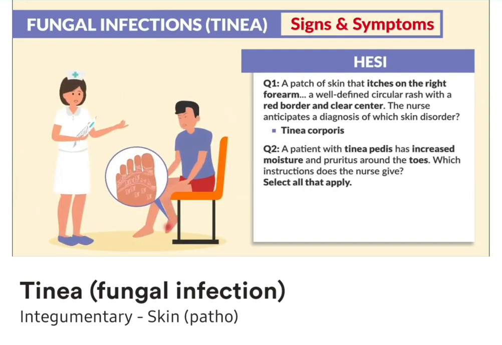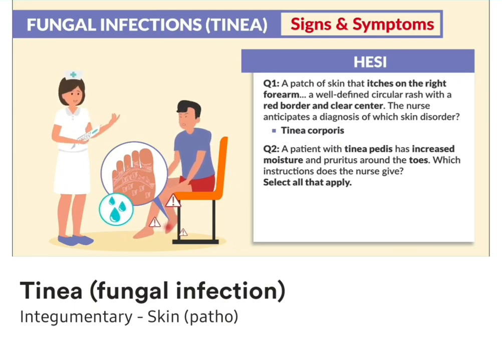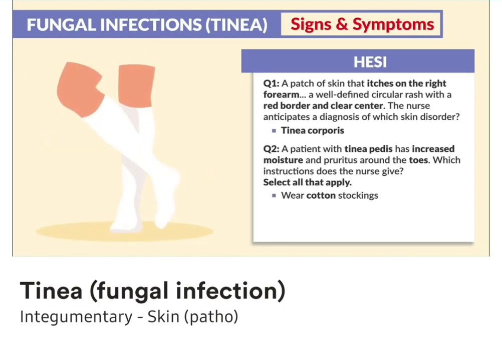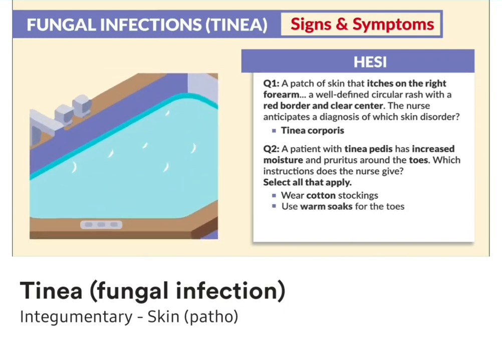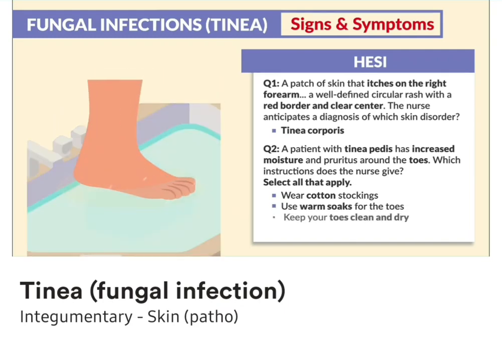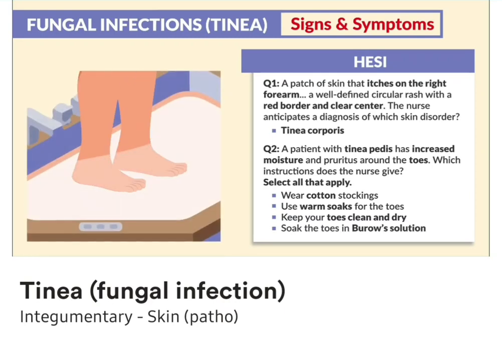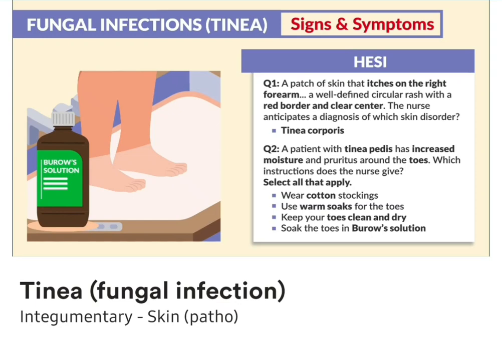And a second question. A patient with tinea pedis, that fungal infection of athlete's foot, has increased moisture and pruritus around the toes, that itchiness. Which instructions does the nurse give? Select all that apply. So write these down. Wear cotton socks to absorb moisture. Use warm water soaks for the toes. Keep the toes clean and dry. And soak the toes in Burow's solution to help with this fungal infection.